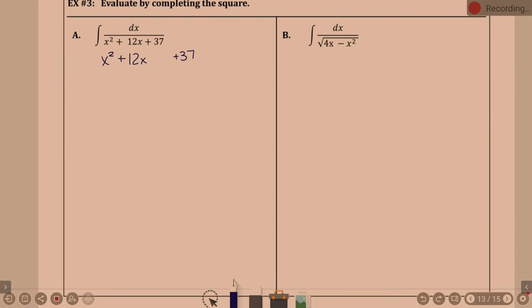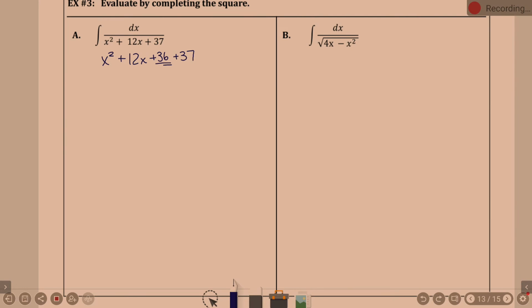And then I'm just going to move my 37 down. There's a couple different ways I can do this. I don't know the best way to teach it, sorry. I'm just going to move the 37 down for a moment. I'll show you a shortcut in a moment. But complete the square for me. Isn't it b over 2, quantity squared? So 12 divided by 2 is 6. 6 squared is 36.